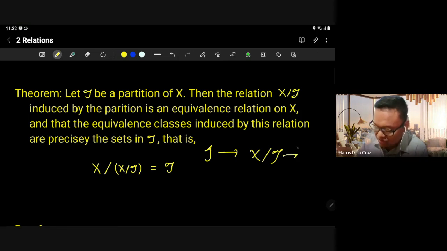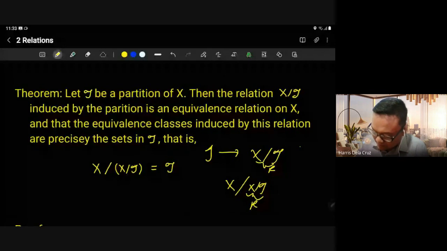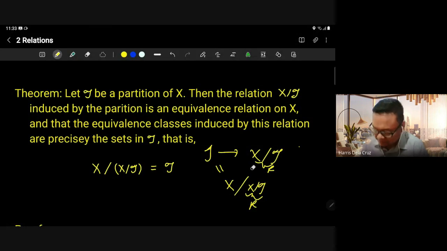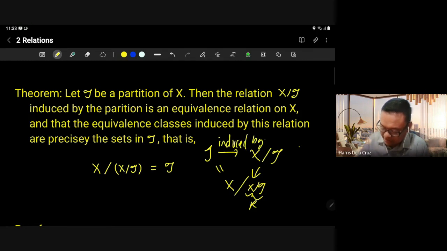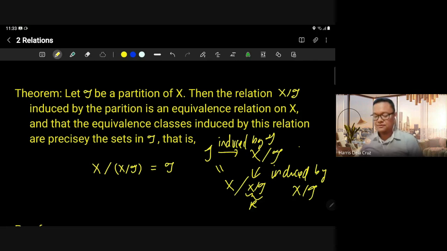So, paano natin ilagay yung notation? Di ba ang notation niyan is, dito lang sa baba. X over the relation X over T. This is a relation, ha, this is a relation. Yan, para di kayo malito. So, ito yung induced partition, yung equivalence classes. So, ang sinasabi nito, the induced partition is actually the same as the partition. Induced by T. Ito, induced by X over T. So, kailangan maingat kayo dun sa notation nyo, ha.